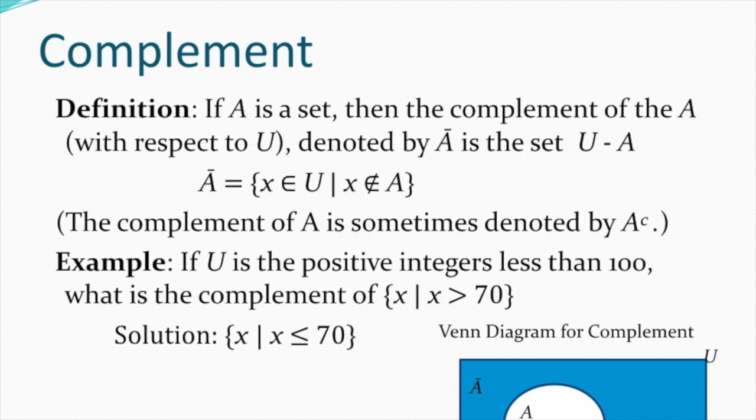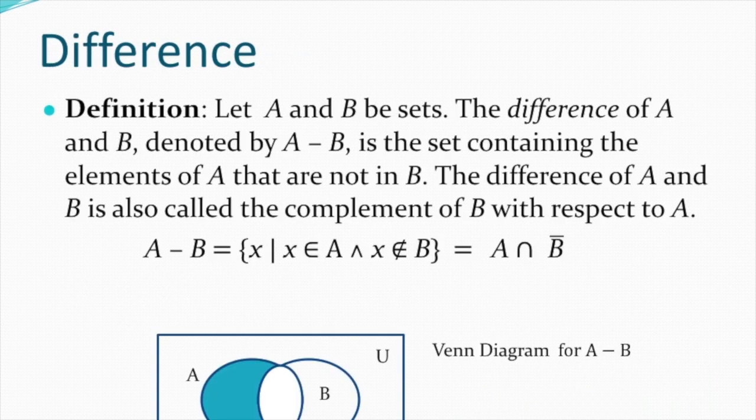And when you describe it in the Venn diagram, you will see that the big square stands for the universal set, and now you represent the set A, and everything outside this circle inside the square is basically the complement of A. There is another type of definition, which is called the difference between A and B.